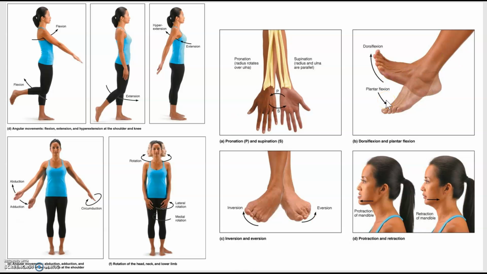And then you have dorsiflexion. Okay, this is where you flex your toes, and then plantar flexion, where you point your toes. Inversion and eversion, these only apply to the foot. So inversion, you roll your ankle, roll the plantar part of your foot inwards, and then eversion is where you roll the bottom of your foot out. Then you have protraction and retraction of your mandible.